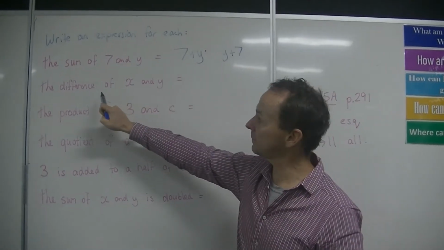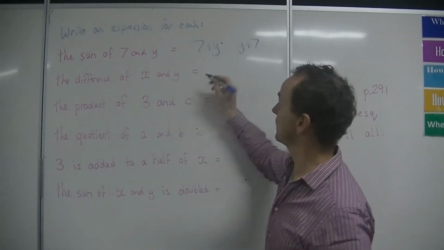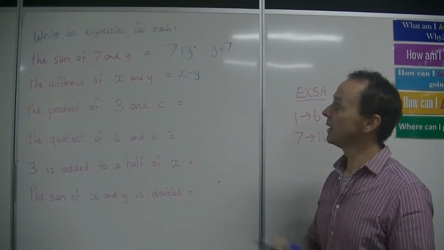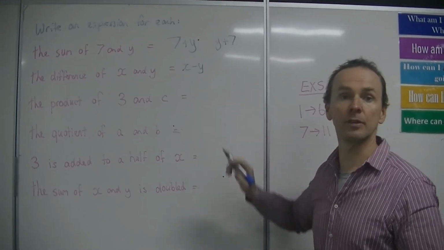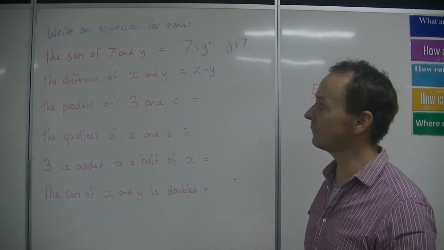But the next one, the difference of x and y means, difference means subtract. So in this case, you'd write x minus y. But if you wrote it the other way, y minus x, it would be incorrect because they're not equivalent. So just be careful of that.